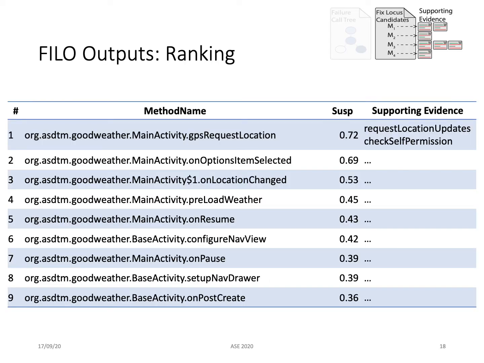Just to give you an idea, this is an example of a ranking. As you can see, it is an ordered set of methods all belonging to the application. This is because even if the incompatibility is due to a framework bug, we are going to suggest an application method where the developer should apply its fix. On the right side, you can see some supporting evidence, which are other invocations that are somehow related to the main method.